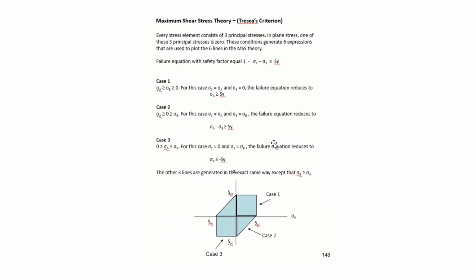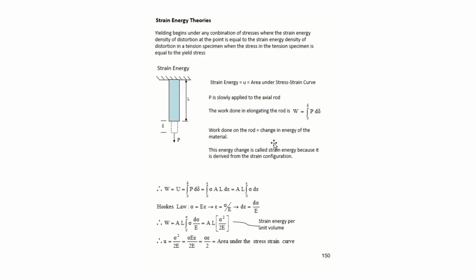The next failure theory that we want to talk about is strain energy based failure theory. It's the distortional energy failure theory. And this is by far the most popular and most accurate failure theory for all stress states as long as the yield strength in tension and the yield strength in compression are equal.